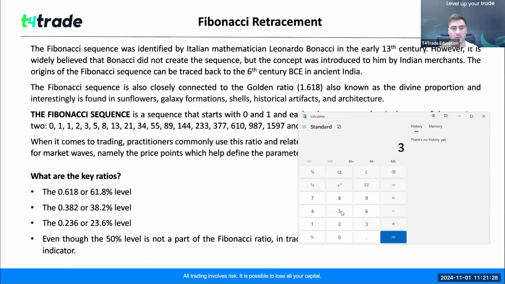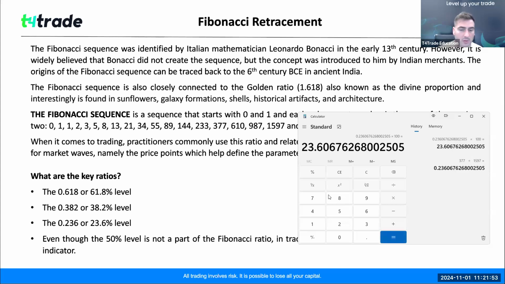Let's just do 377, divide that by 1,597, and you're going to get 0.236, or 23.6%. You get the 23.6% by multiplying that by 100. So 23.6% is the third most important one, if you would like.